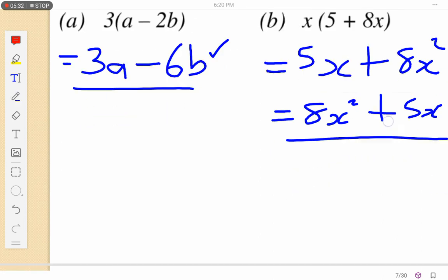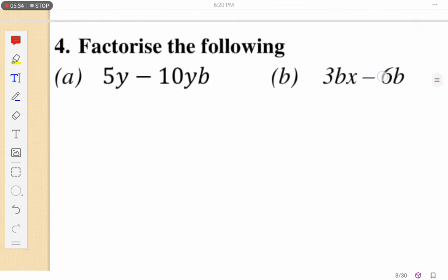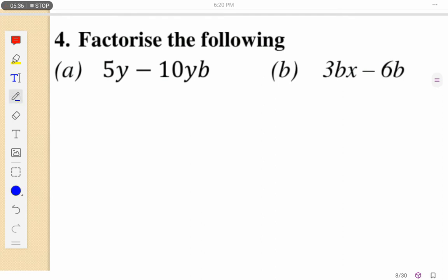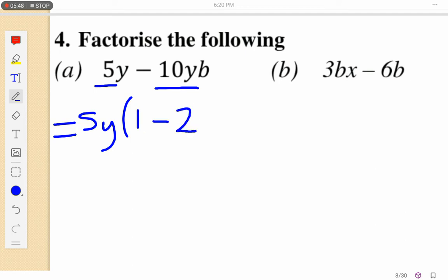Let's go on to the next one. This one is saying factorize. When we are factorizing, we are finding the common factor. The common factor for 5y and 10yb is 5y. Then I'll remain with 1 there, minus 2b there.